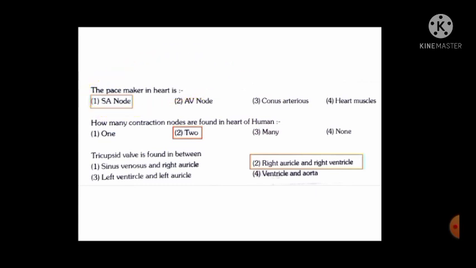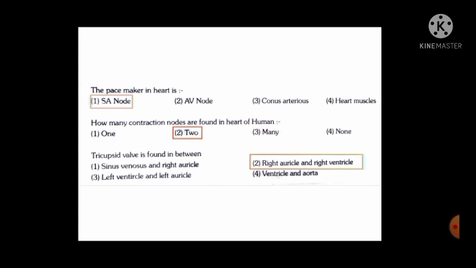Let's start our session. The pacemaker of the heart is also called the SA node, the sinoatrial node, which is present in the upper side of the right atrium, from which the origination of the auricular contraction takes place.